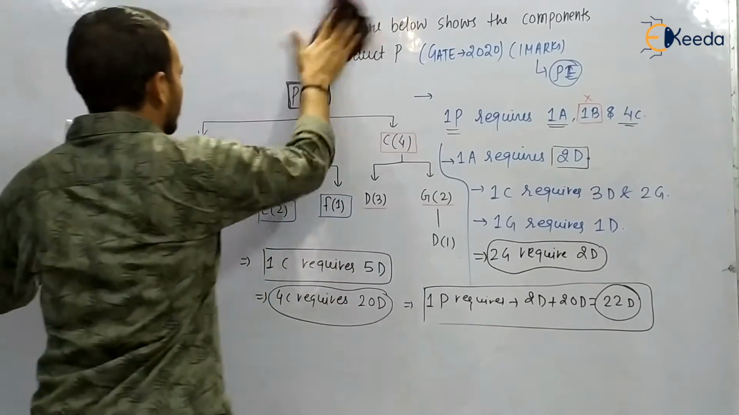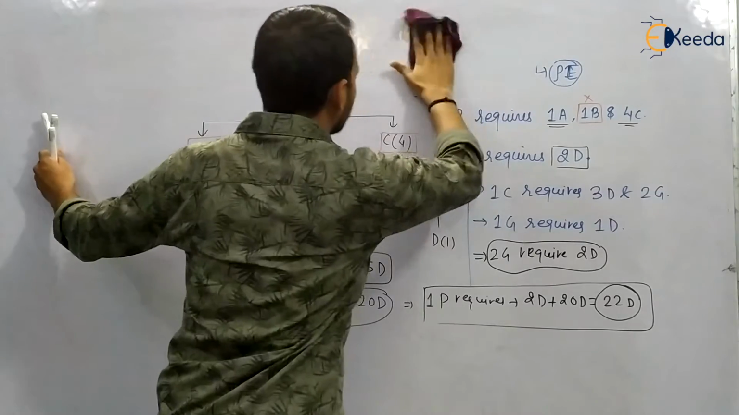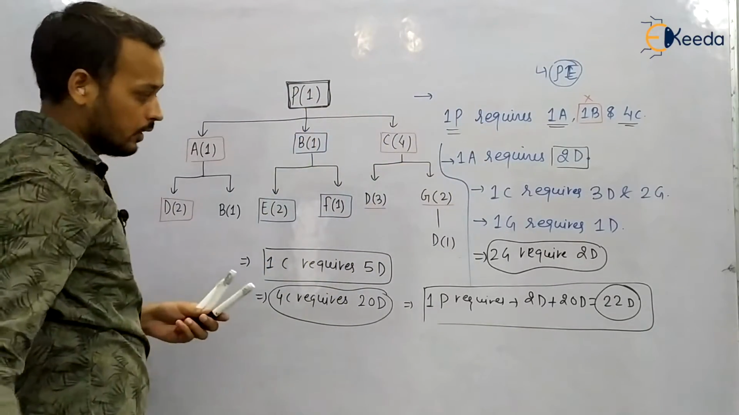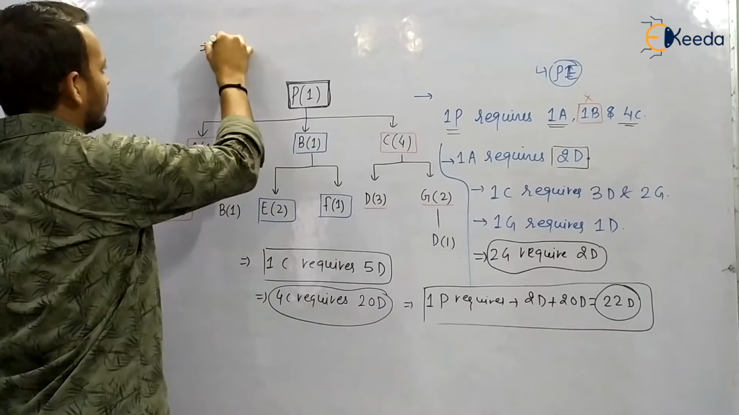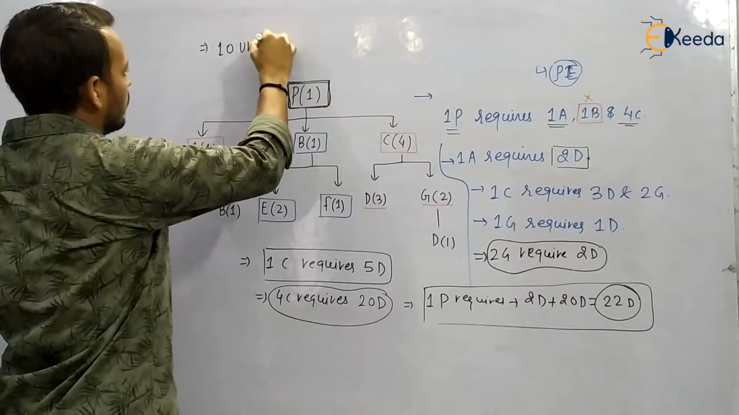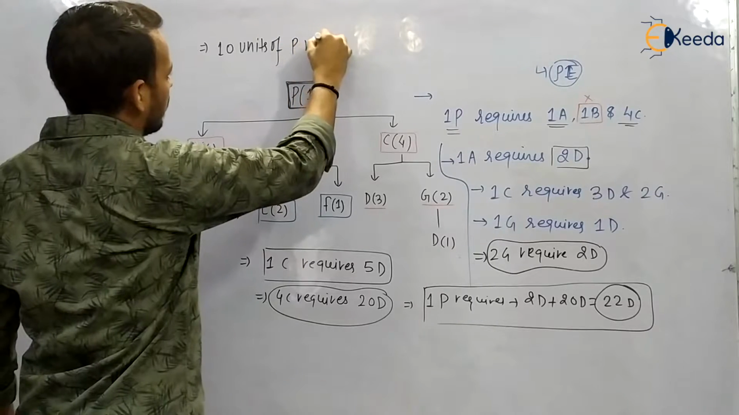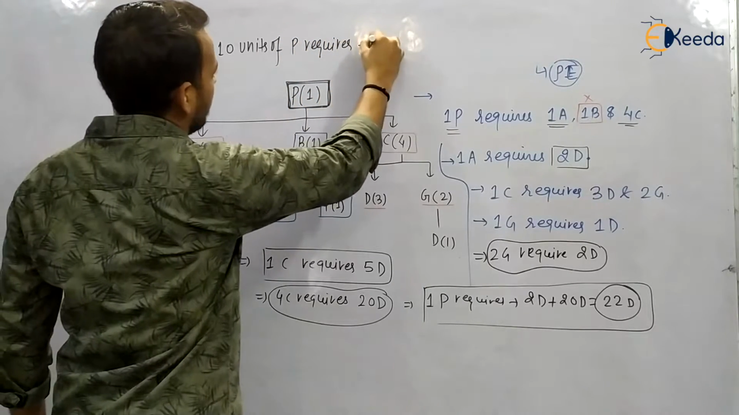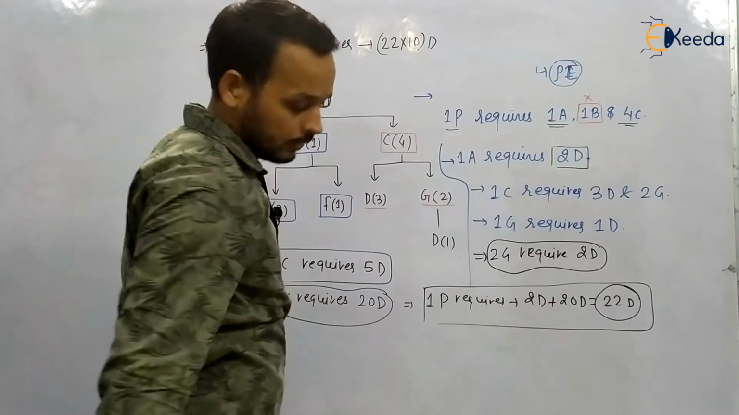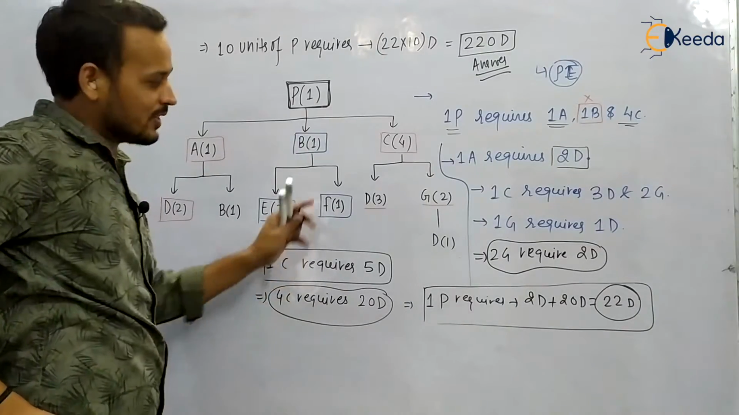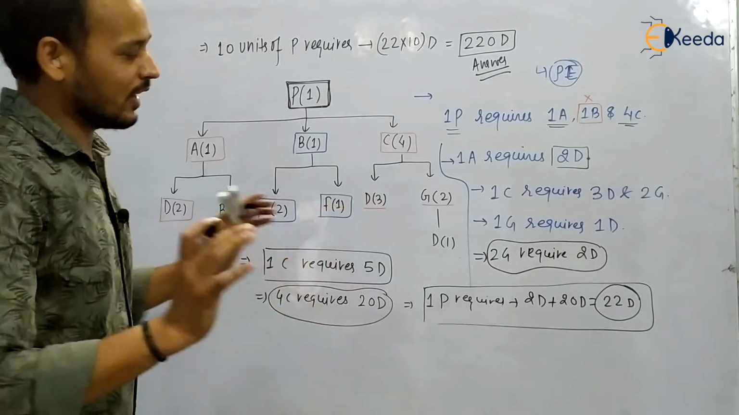They are asking that we have to make 10 units of product P. One unit requires 22D. So this implies 10 units of P require how many D? 22 into 10D. So it is a one-mark question. Simply you can calculate.